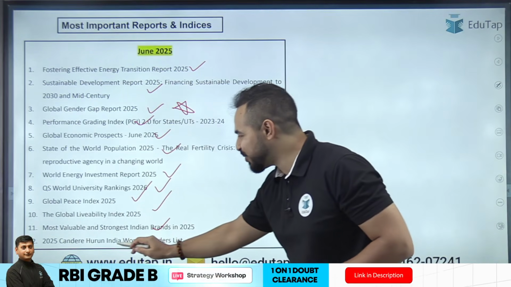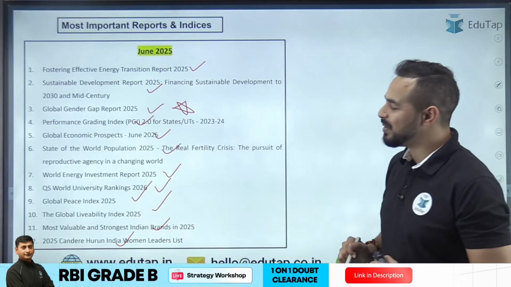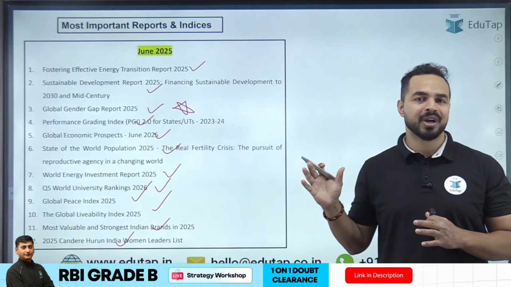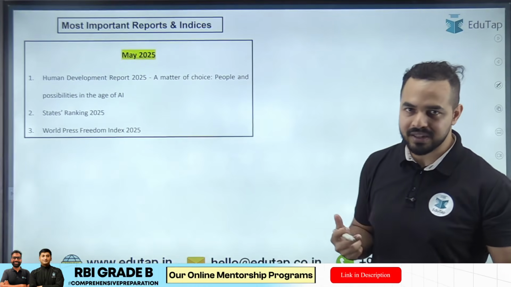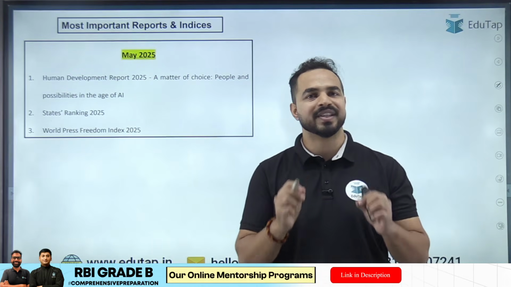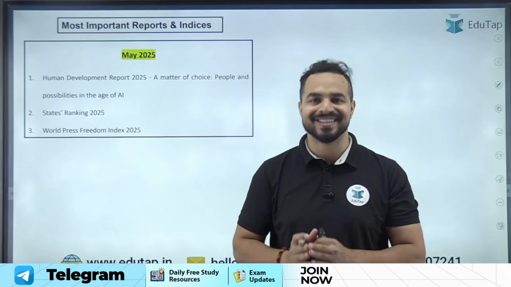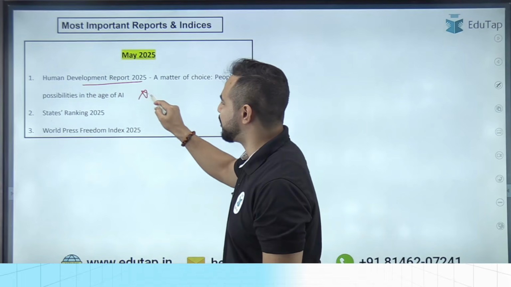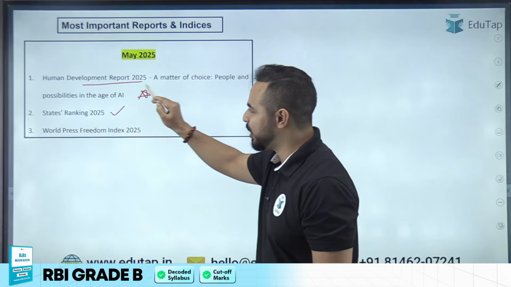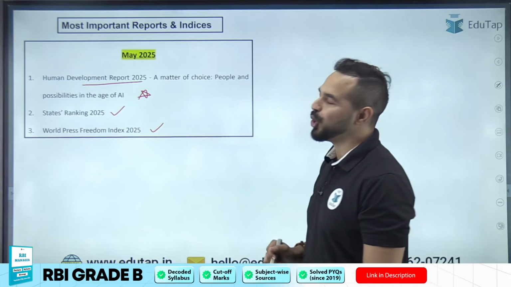Then we have the 2025 Candid Hurun India Women Leaders List. So these are the important reports for the month of June 2025. Now moving on to the May month. So May is also important for your Phase 1 examination when it comes to reports and indices. यहाँ पर दोस्तों हमें cover करनी है Human Development Report, one of the very important reports. Then States Ranking 2025 and World Press Freedom Index 2025.